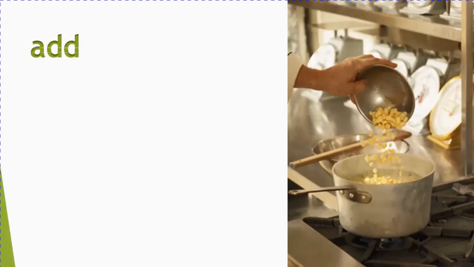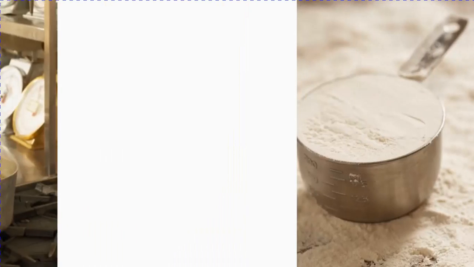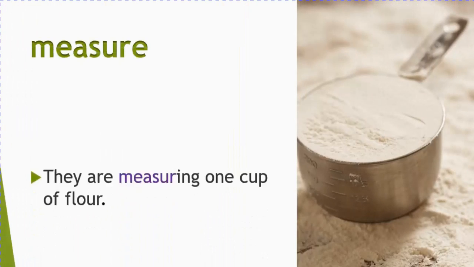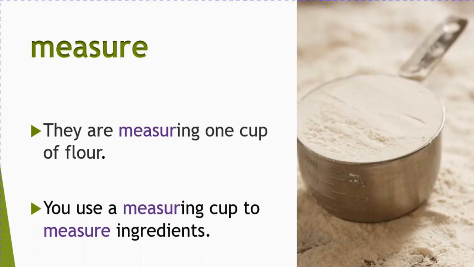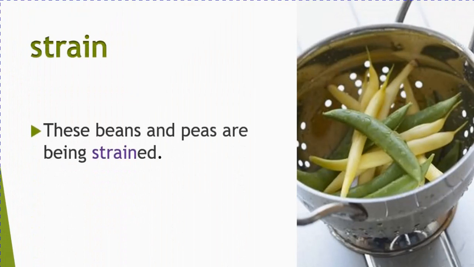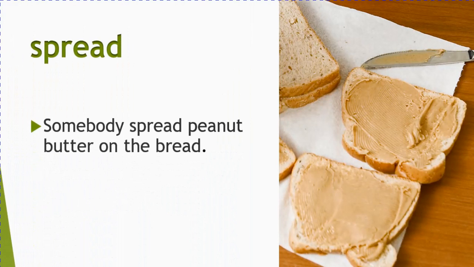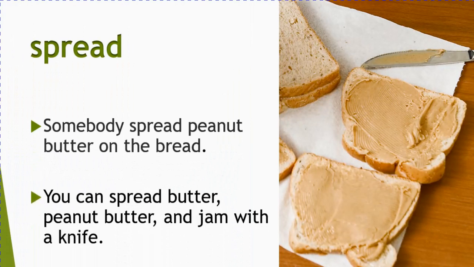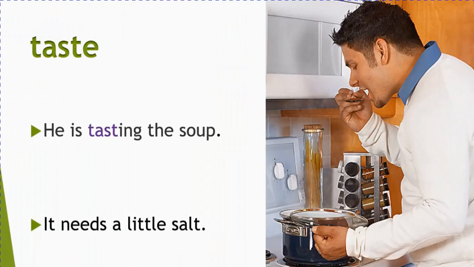Add. He is adding some potatoes. He is adding potatoes to the pot. Measure. They are measuring 1 cup of flour. You use a measuring cup to measure ingredients. Strain. These beans and peas are being strained. You use a strainer to strain water. Spread. Somebody spread peanut butter on the bread. You can spread butter, peanut butter, and jam with a knife. Taste. He is tasting the soup. It needs a little salt.